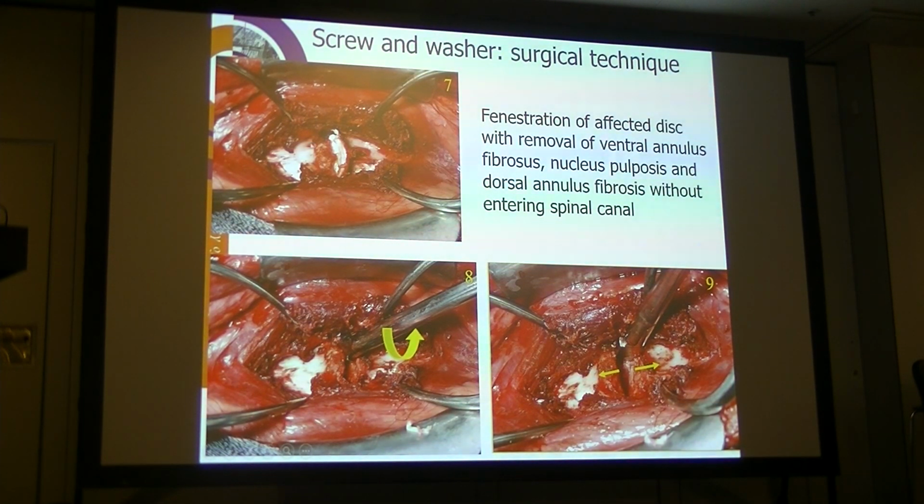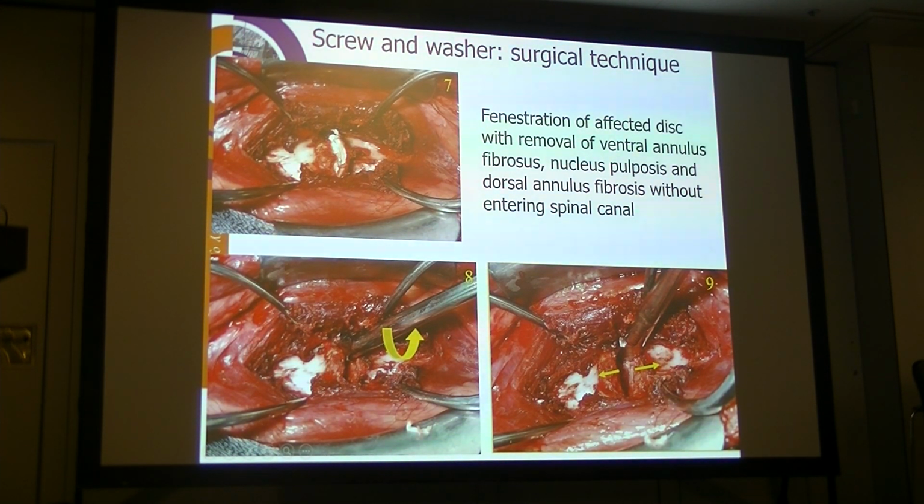And then we expose the bone, and we expose the disc, and then we fenestrate the disc. But we do not remove the bone. So we do not perform a ventral decompression. We keep the bone. That's important for the technique with washers. We only remove the disc.